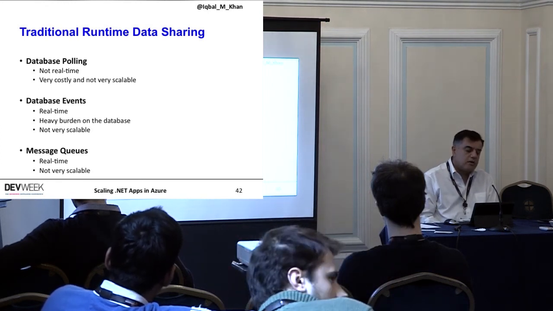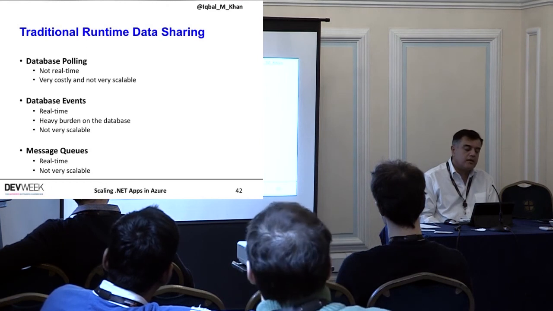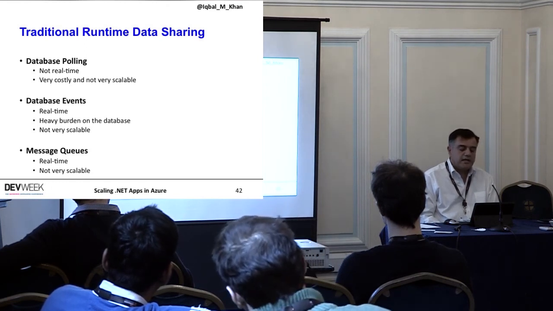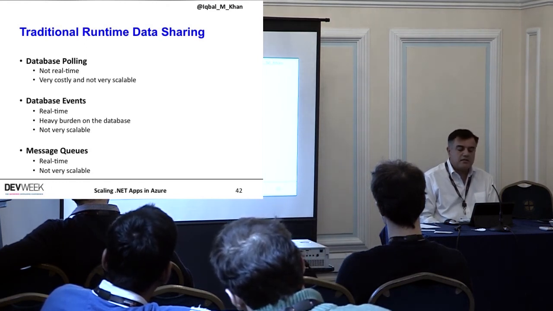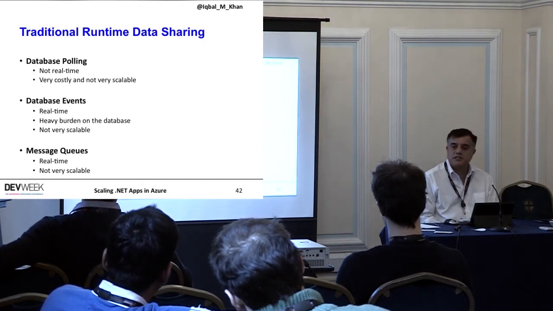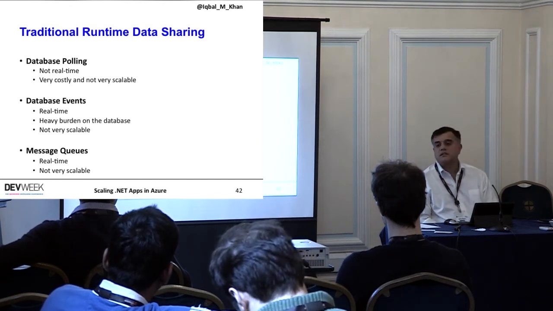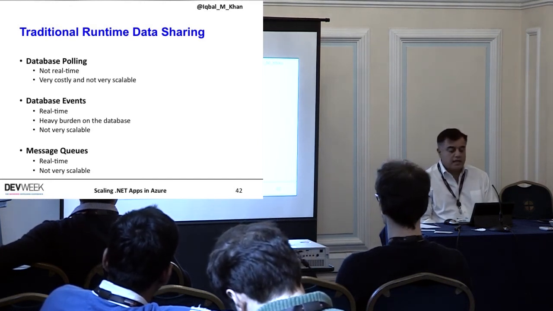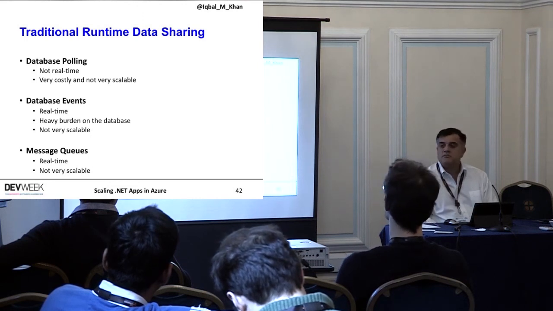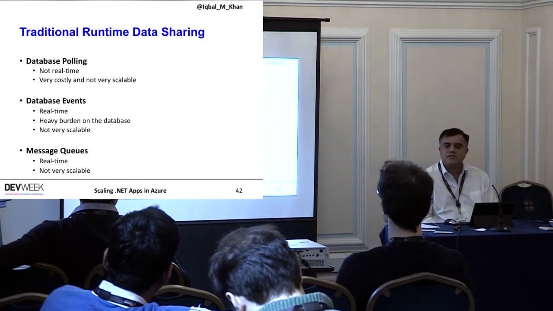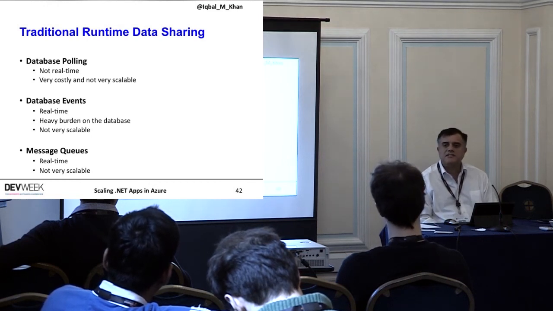So the message queues were the third way. They're definitely better than the database events, but they're not data-oriented, so they're message-oriented. Secondly, they're also not scalable. And sometimes you need to share data based on messages. Sometimes you need to share data based on data. That, okay, tell me if a new customer is added.